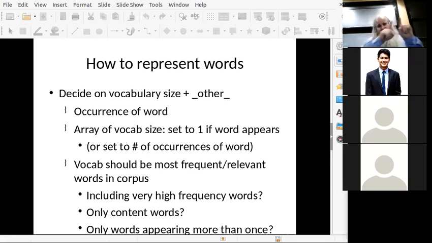We have this big long array with all zeros in it, and position 347 represents Nebuchadnezzar, and if Nebuchadnezzar actually appears in the document, it goes from 0 to 1. Remember, when you're doing a vocabulary, you would also want to have an other. Any word that appears in your actual textual documents that is not in your vocabulary will be represented by other, and you really want to do that.